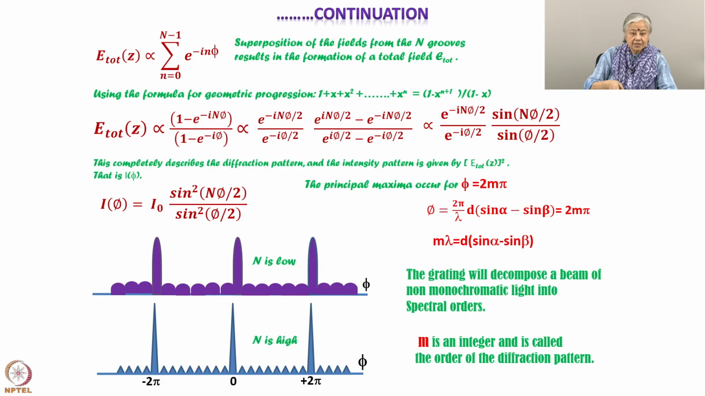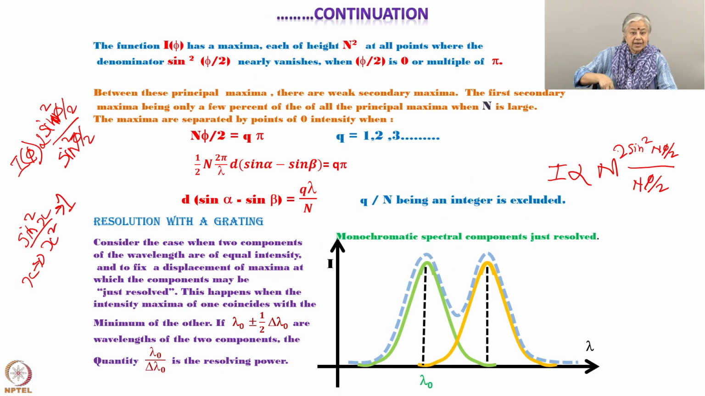Again, if I go back, you see here. Sine square n phi by 2 will become 0 when n phi by 2 is 0 or multiples of that. That is what exactly I am trying to say here. n phi by 2 is equal to q pi, where q is an integer 1, 2, 3, 4 like that. So, substituting for phi, half n 2 pi by lambda d sine alpha minus sine beta, where alpha is the incident angle and beta the diffraction angle on the grating, is equal to q pi.